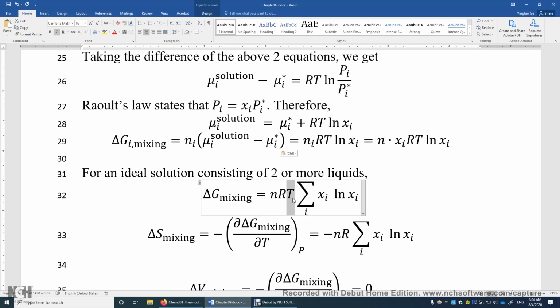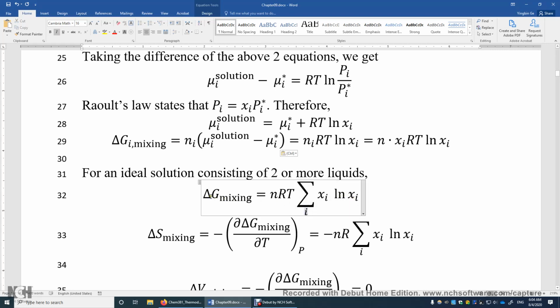Remember, for an ideal solution of two components A and B, the AB interaction is the same as the AA interaction, and it's also the same as the BB interaction. So when you add A into B, it does not change the interaction. Every B feels the same, and the same for A. Alright, okay, here's the sum of x_i times ln x_i.